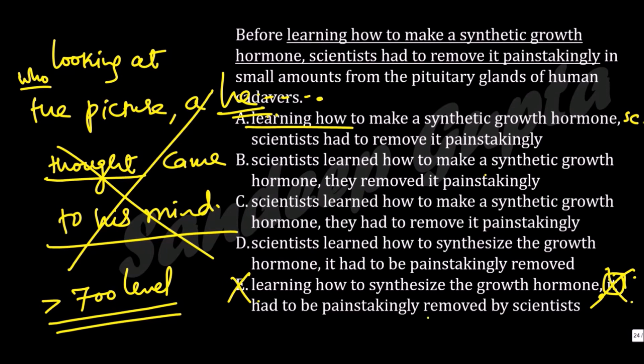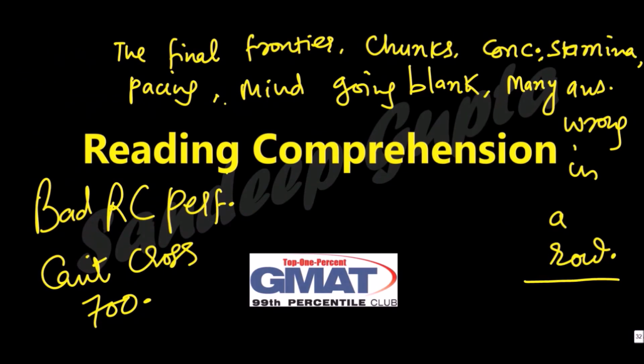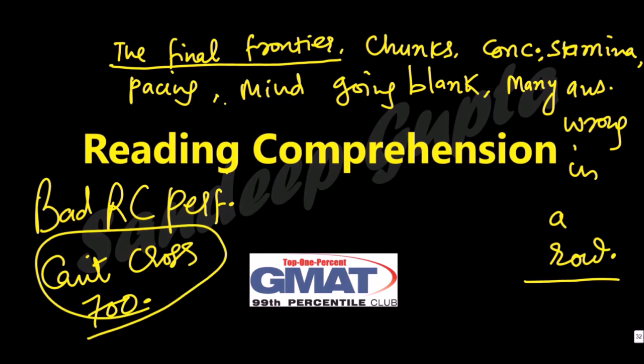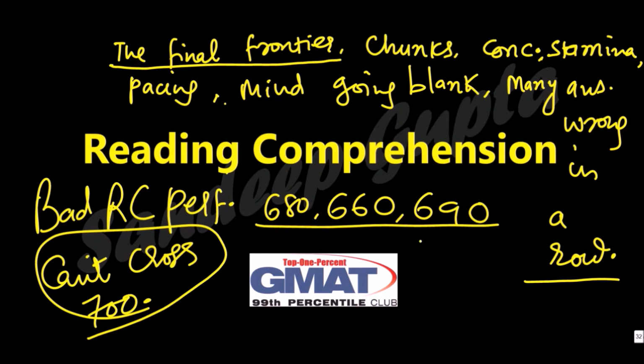Okay, let's move on. Okay, dear friend, welcome to the most dreaded section of the GMAT, reading comprehension. I've written out a few things about it. Let me explain one by one. The first thing, it is called the final frontier on your exam, because if your RC performance is bad on the test day, no matter what happens, you can never salvage that test. Even if you do exceptionally well in all the other parts of the GMAT, you will not be able to cross 700. You might probably end up at a 680 or a 660 or a 690, but definitely not 700.